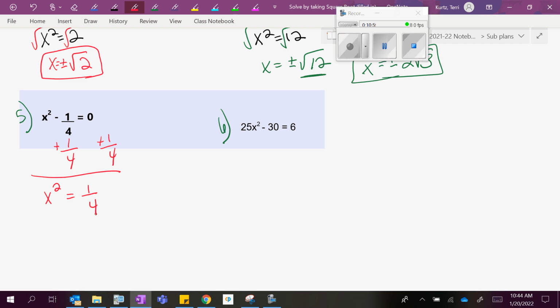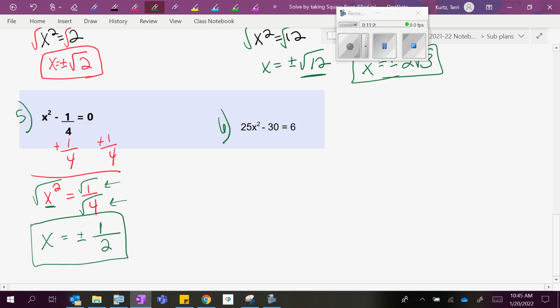When you get a fraction, especially for today and tonight's homework, we're going to have x squared equal to a fraction. We're going to take the square root of every piece. So we're going to take the square root of x squared, the square root of the numerator, and the square root of the denominator. I get x equals plus or minus the square root of 1 is a 1. People tend to not think about that, but 1 times 1 is 1. Square root of 4 is 2. So boom, we're finished. x equals plus or minus 1/2.